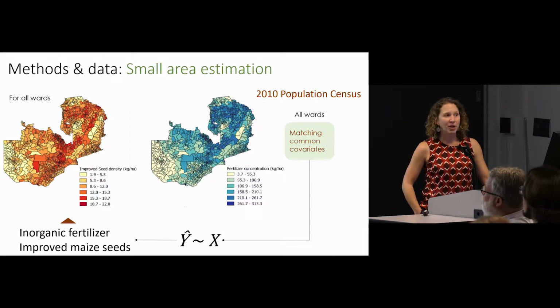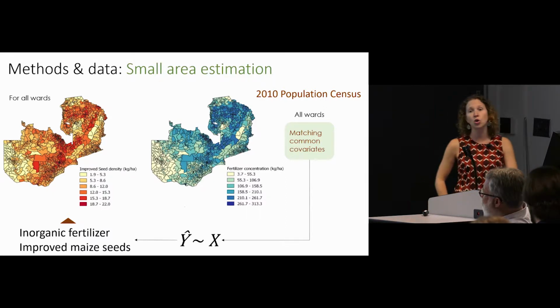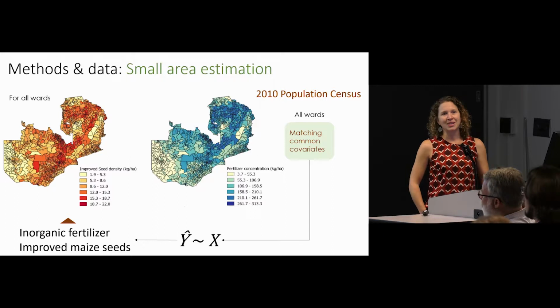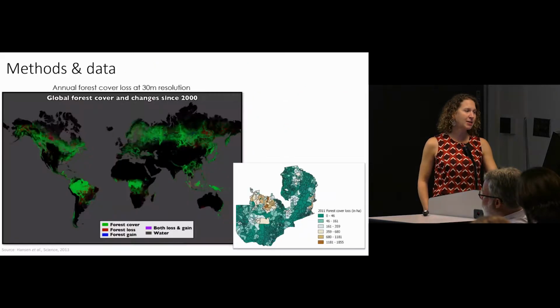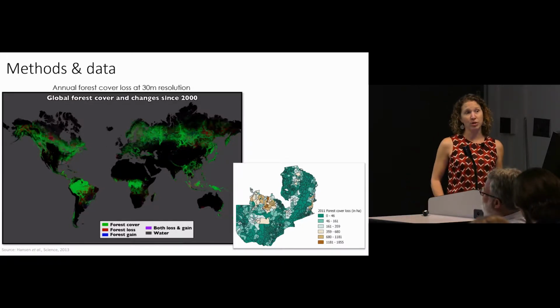So from the sampled area where we had data with a series of covariates, about 60, we were able to predict the density, the application rate per ward, which is the lowest administrative level in Zambia. So there are 1,400 wards in the country. So it really gives us very highly spatially disaggregated information on the use of fertilizer and improved seed in Zambia.